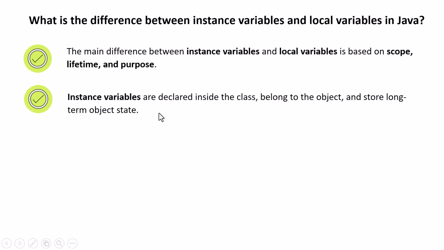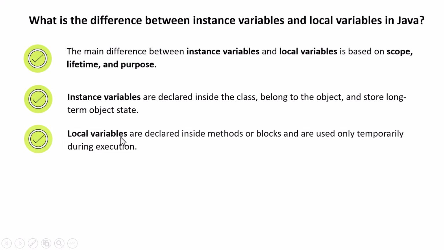Instance variables are declared inside a class but outside methods, and they belong to the object. They are used to store the long-term state of the object, and they remain available as long as the object exists in memory. Local variables are declared inside methods, constructors, or blocks, and they exist only during that execution. They are used for temporary calculations or short-term processing, and they disappear when the method or block finishes.